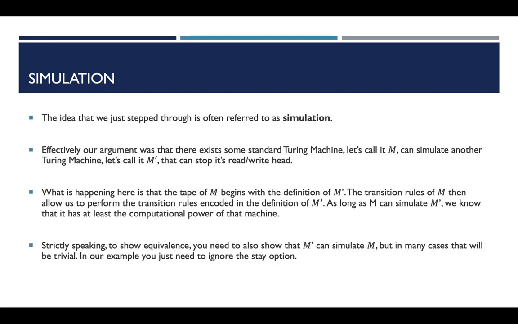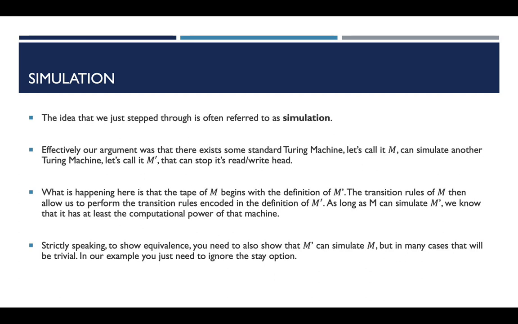So strictly speaking, in order to show the equivalence between two machines, you have to be able to show that one machine can simulate the other and vice versa. So M prime can simulate M, but also M can simulate M prime. In a lot of cases, fortunately, this is fairly trivial.